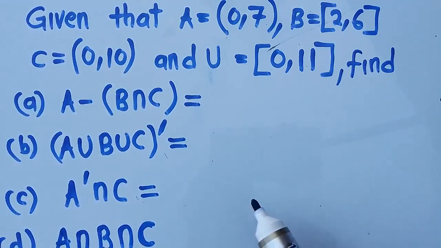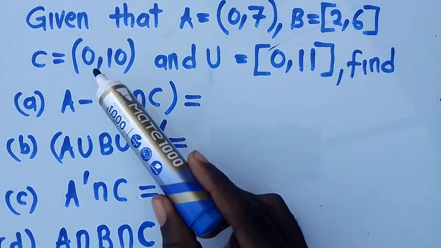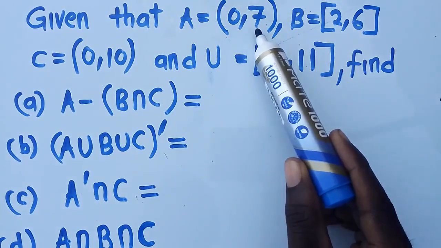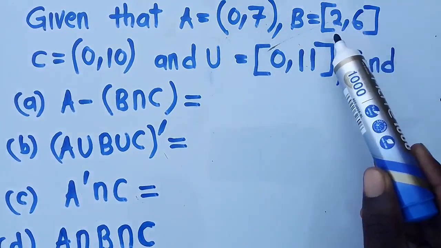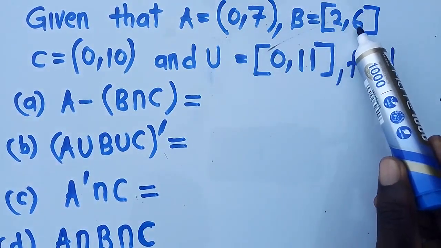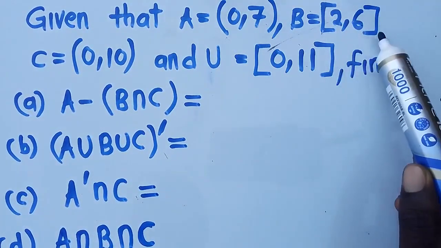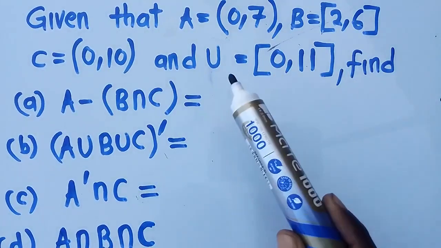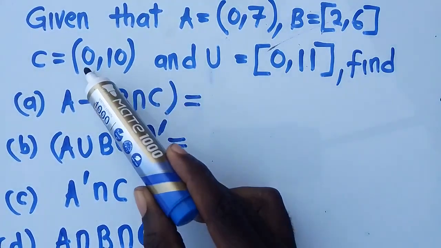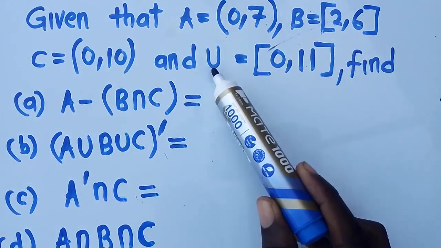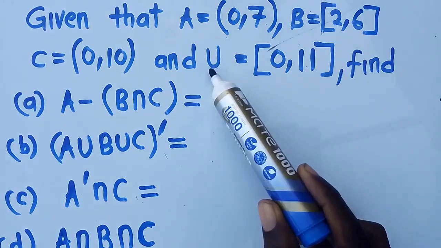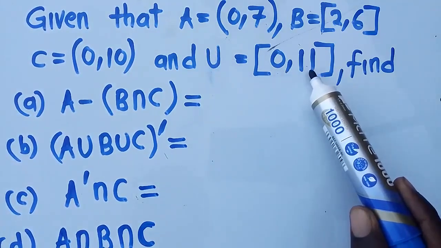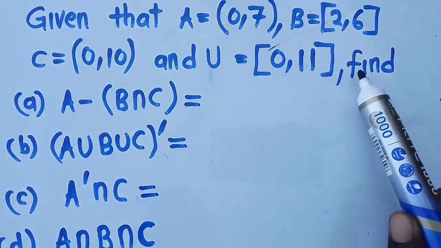So this is an examination question that is saying, given that A is within this interval 0 to 7, B is between this interval 2 to 6. All these brackets have got a specific meaning, so I'm going to explain, don't worry about that. 0 to 10, then U is the universal set. So this is the universal set from 0 to 11. Have you seen like this?